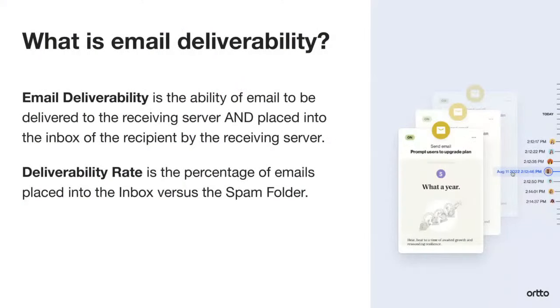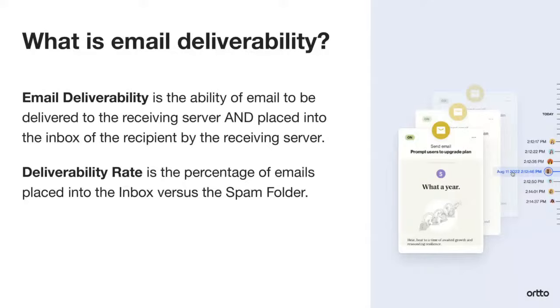So starting off, let's make sure that we're talking about the right terms here. When it comes to email deliverability, it encompasses two main things that people think about around email. There's the delivery side, that's the server to server, send, receive part that is included, but it also goes beyond that into whether it is put into the inbox or the spam folder.